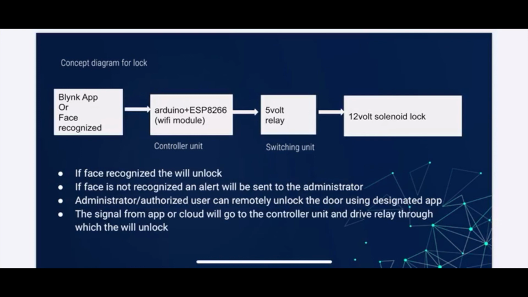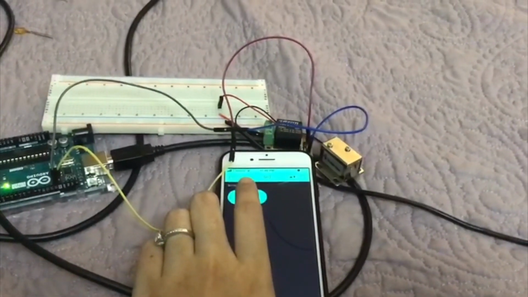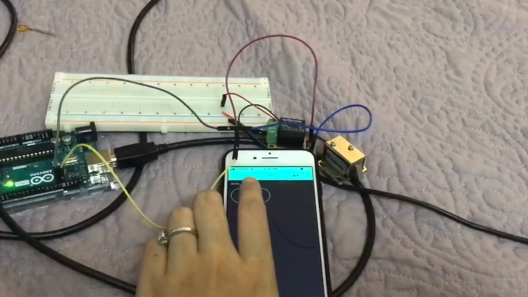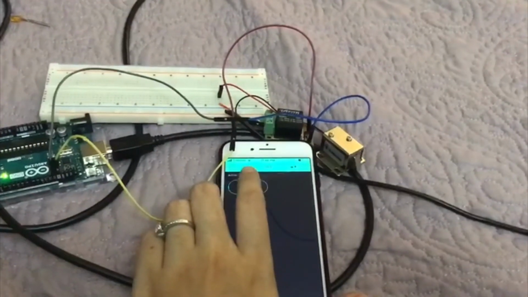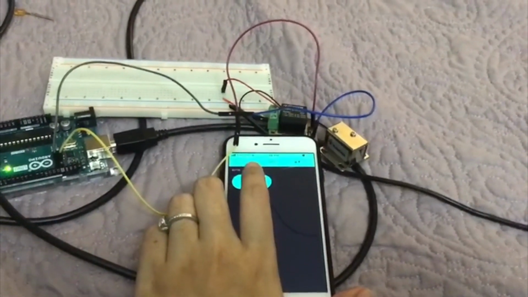The block diagram of the lock mechanism is shown here. Either the face is recognized or the signal from the Blink app is used to unlock the door. When the system controller unit receives the instruction, it will drive the 5-volt relay module, which is the switching unit, and the 12-volt solenoid lock will be unlocked. In this video, it can be seen that I'm unlocking and locking with the help of the Blink app.